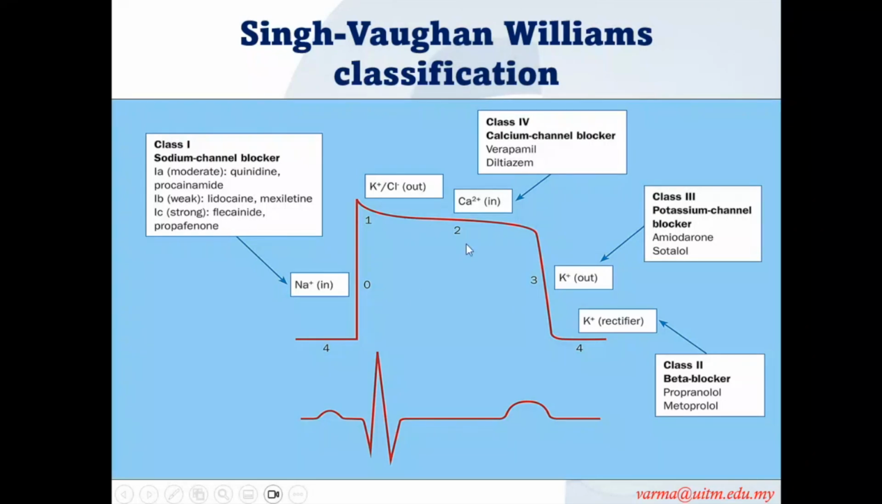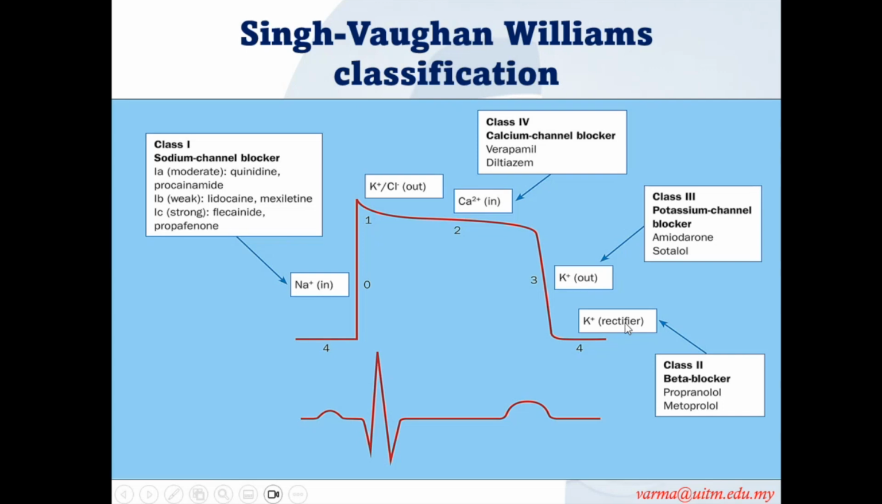Next, we talk about the plateau phase of the action potential. This plateau phase, as I mentioned, is your slow calcium, the L-type calcium channel. So this is where your slow calcium channels work. So your class 4 calcium channel blocker will work here. Then we have your repolarization phase, which is your potassium efflux. So your class 3 potassium channel blocker will work here. And finally, beta blockers also work at phase 4, the hyperpolarization phase or the resting membrane potential establishment phase, where they become a membrane stabilizer here.